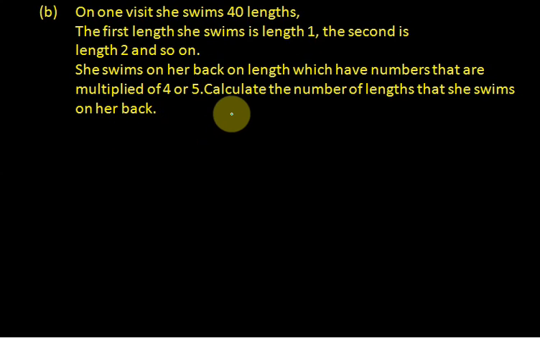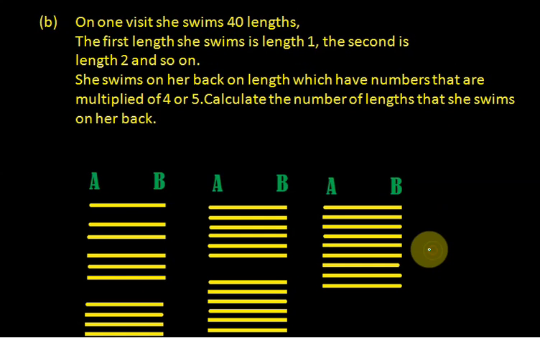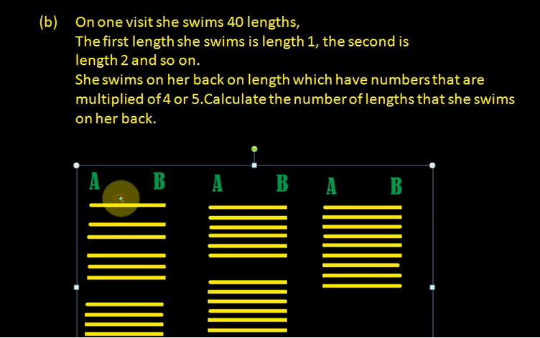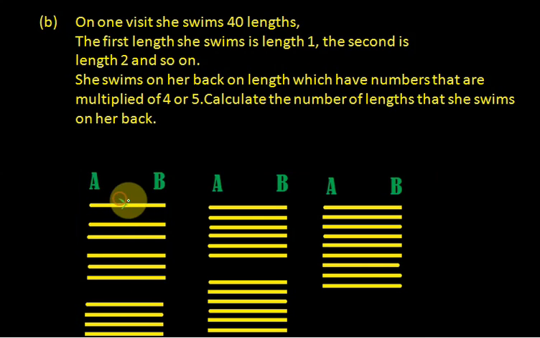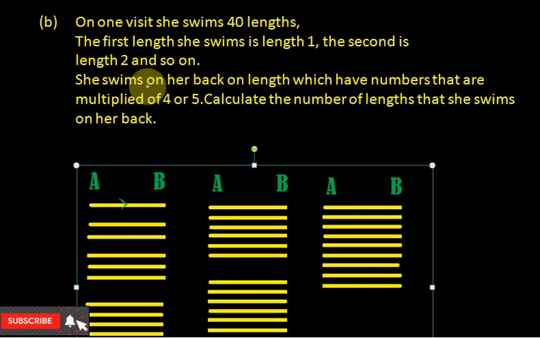First we have to understand the question so that we can solve it quite easily. To understand we have to draw the 40 lengths. This is length 1, length 2, length 3, length 4, length 5, length 6, and so on. So 40 lengths. So the first time she starts from here, A to B, and this is length 1. So there is no back on length 1, so it is 0, no back here.